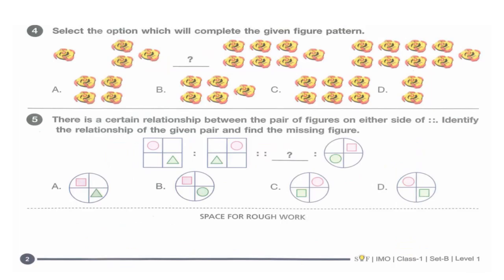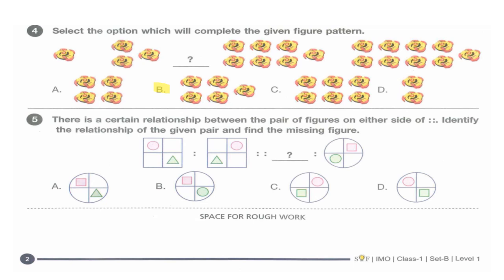Question number 4. Select the option which will complete the given figure pattern. A says 4 objects, B 5 objects, C 6 and D 2. So let's find out the pattern. First of all, let's decode the objects into numbers: 1, 3, dash, 7, 9. If you count the objects, you can find out the series.